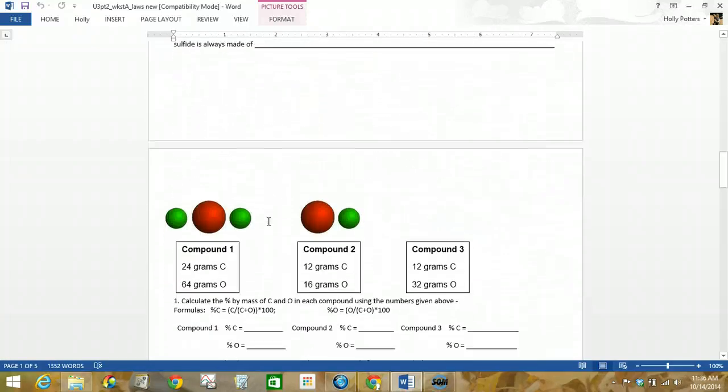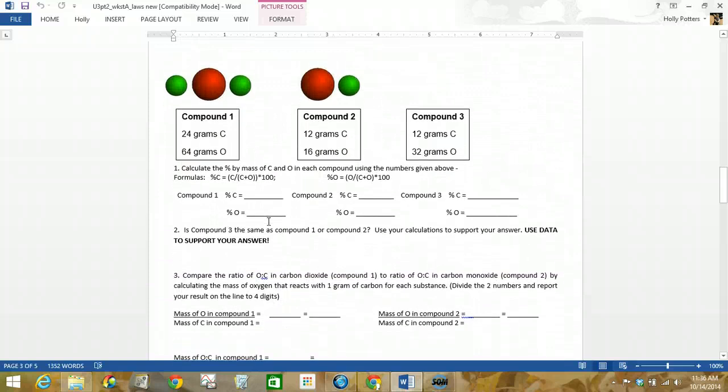So when we look at the data on this 3rd page of worksheet A, if we're asked to calculate the percent by mass of carbon and oxygen in each compound, we're given the formulas here, but notice we're going to take the carbon and oxygen in each compound, add them together. That's going to be our denominator. And so let's do that. So 24 plus 64, that's going to be 88. Let's see if I can write that down here.